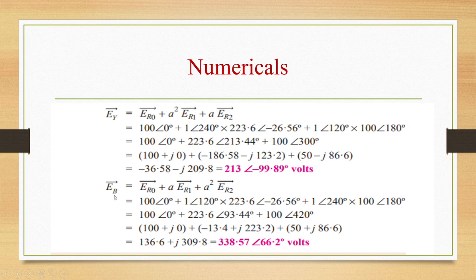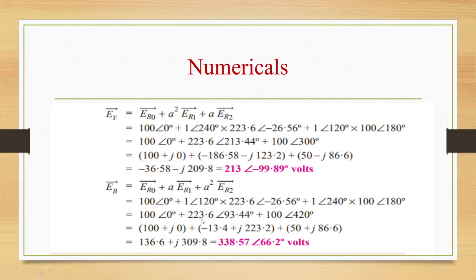Next we are calculating EB. EB is equal to ER0 plus a ER1 plus a square ER2. ER0 is 100 angle 0, a value is 1 angle 120 degrees, ER1 is 223.6 angle minus 26.56 degree, plus a square is 1 angle 240 degree, ER2 value is 100 angle 180 degree.